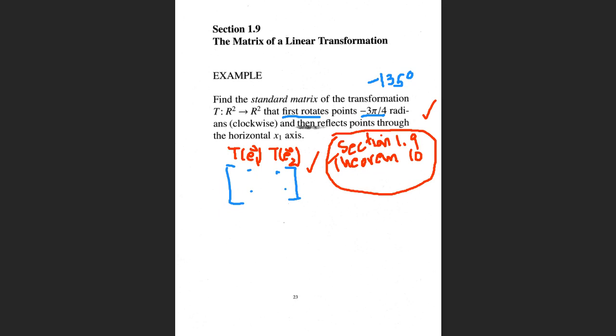But in this problem, what makes it a little different, again, is that you're not really doing just one transformation, you're doing two. You're doing a composition of two transformations. You have a rotation of points -135 degrees clockwise, and then you have a reflection of the points through the horizontal x1 axis. So what would the standard matrix of the transformation that maps coordinates in the xy plane, which is R squared, or I should say the x1, x2 plane, to new coordinates in the x1, x2 plane look like? Well, let me show you. Actually, I'll give you a moment to think about it, and then I'll show you the answer, okay?